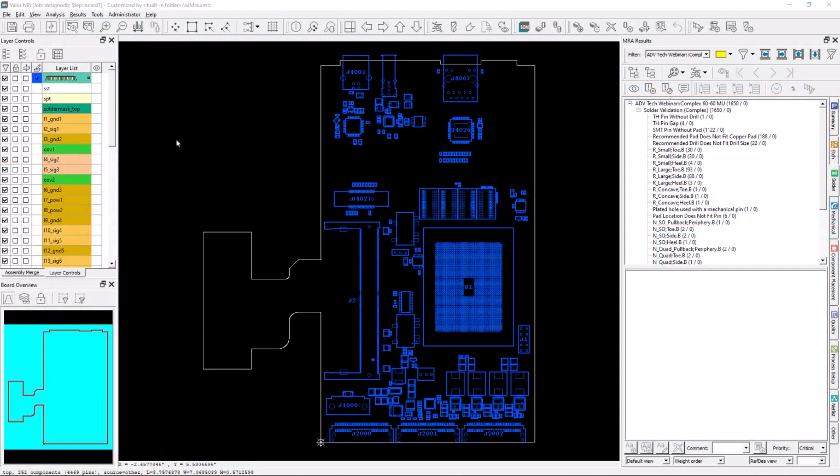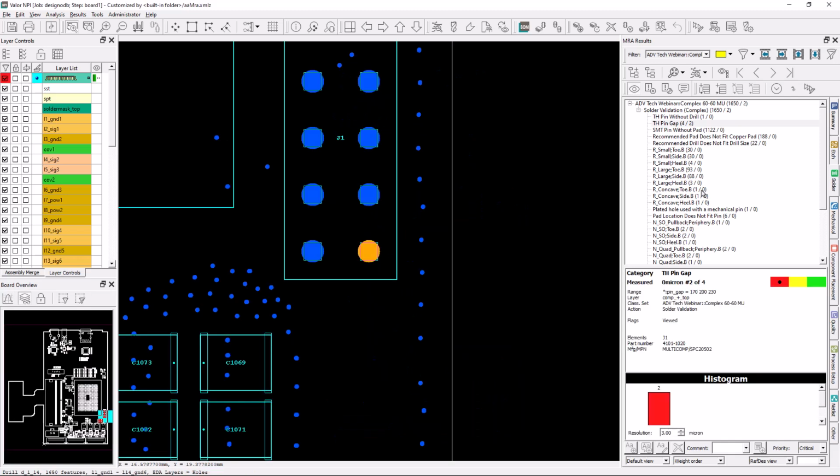And finally, we'll wrap up this demo with a quick look at some of the checks that can be performed when utilizing VPL. VPL allows you to check the package pins to the footprints on the design. Essentially, you're creating a digital twin of what you would see on the assembly floor. We'll start with a few solder validation checks.